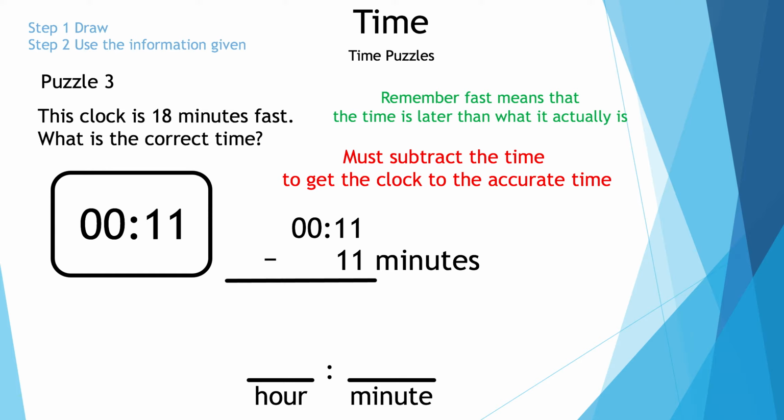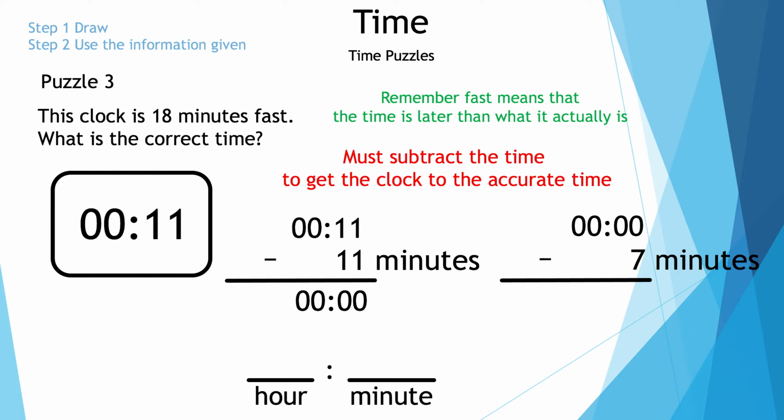First of all, let's subtract 11 minutes to get to the top of the hour, which is 0:00, which is midnight. Therefore, we can just subtract the rest of the time to get to the correct time. We subtract 7 minutes to get 23:53, and your time is 23:53.